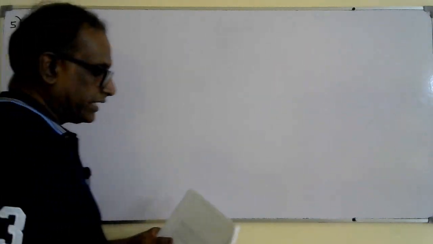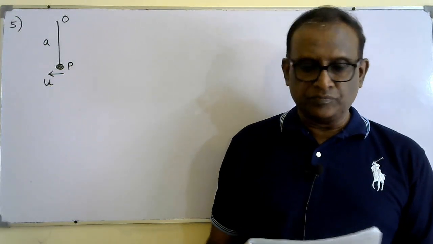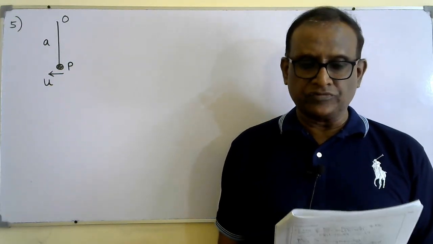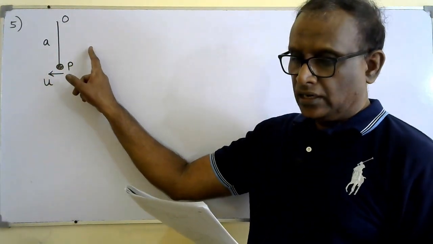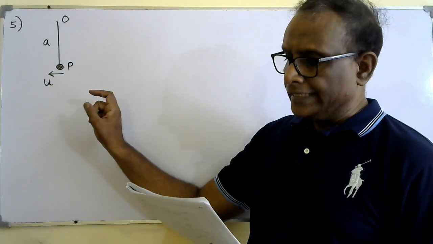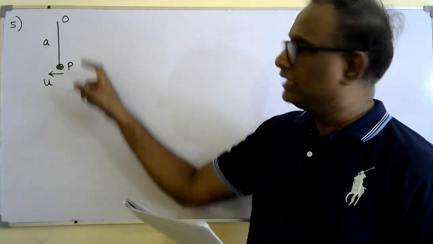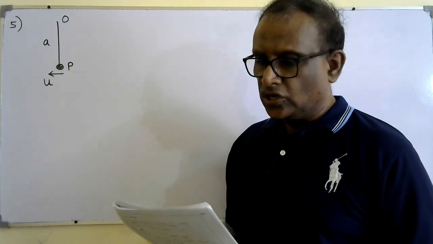Okay, question number 5, circular motion. This diagram is given. A particle P of mass m is attached to one end of a light inextensible string of length a. The other end of the string is attached to a fixed point O. The particle P is held at rest vertically below O, so the string is hanging taut as shown in the figure.